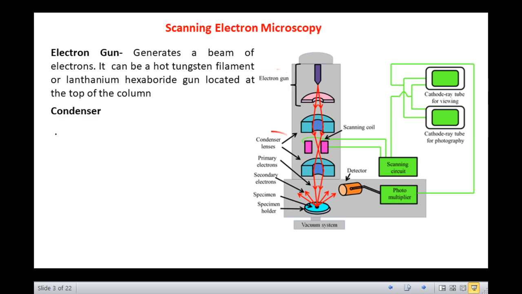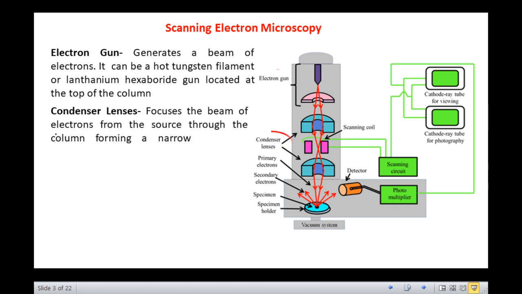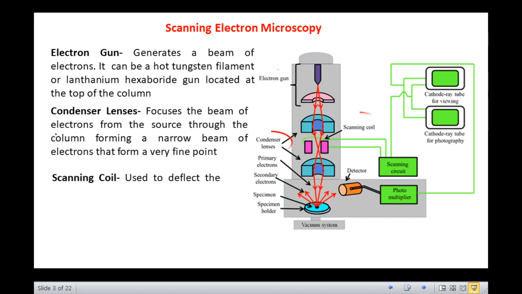The next is condenser lenses. The condenser lenses focus the beam of electrons from the source through the column, forming a narrow beam of electrons that form a very fine point. The next component is scanning coils. They are used to deflect the electron beam over the specimen surface.